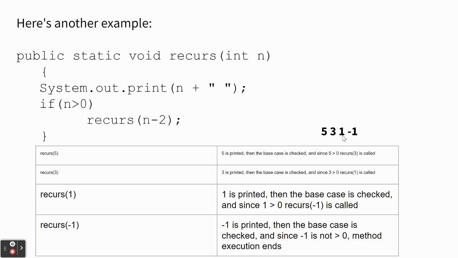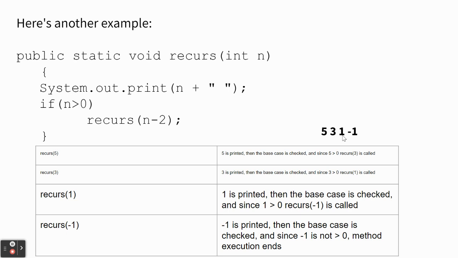And I had to make some of my explanations small. -1 is printed, and then it checks the base case. And since -1 is not greater than 0, it doesn't loop anymore. It's just done. So the print line is after the return line? I have that next. Then it would be 5 3 1. It would be actually -1 1 3 5. It would print in the opposite order, but we'll see that in a sec.